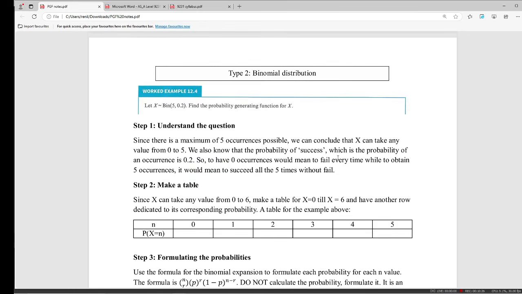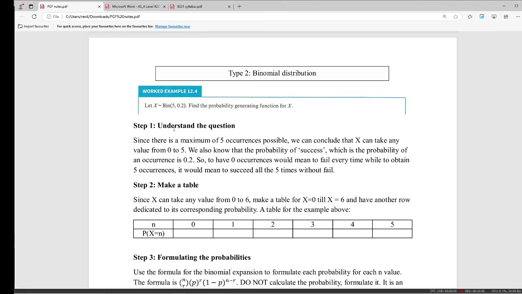Next type is to do binomial distribution, and I used the worked example from a textbook for this question. So right here we have binomial 5, 0.2, meaning that there are a maximum of 5 occurrences and the probability of each success or each occurrence is 0.2, which I call the probability of success. We'll label that as p equals 0.2, and q, which is the probability of fail, is 1 minus p, which is 1 minus 0.2, which is 0.8.